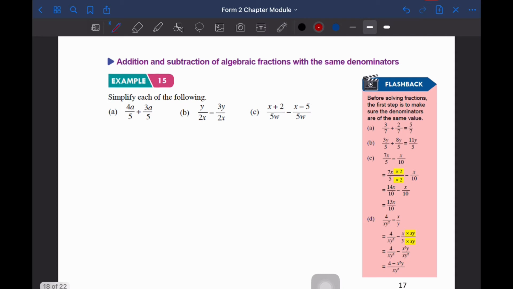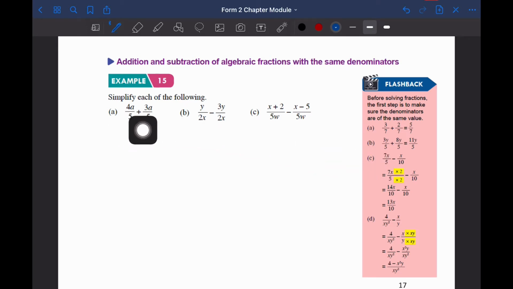Okay, so next part. Addition and subtraction of algebraic fraction with the same denominator. So macam mana kita nak buat? During your primary school, awak ada belajar kan, kalau kita tambah pecahan, if we add fraction or subtract fraction, dia punya denominator mesti sama. Betul? So same goes with this chapter. Okay, so we look at the first one.